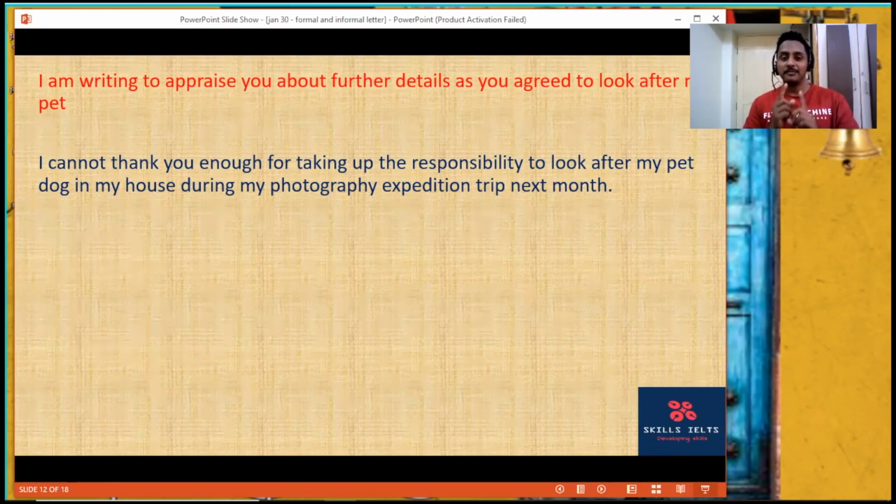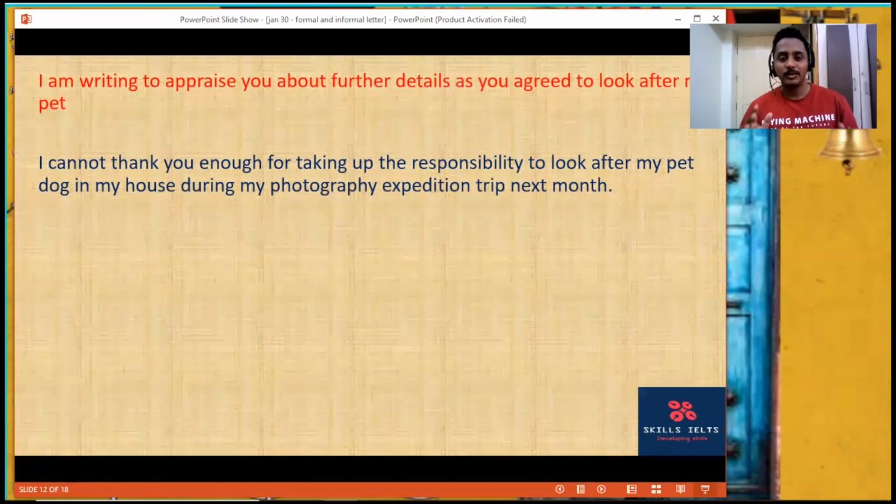Look after is a phrasal verb. Look after means to care. Look after my pet dog in my house during my photography expedition trip next month. Or you can remove that photography expedition: during my absence next month. You can write. But just observe the formation of sentences. These two are completely contrasting in nature. The first one is pure formal. The second one is pure informal.